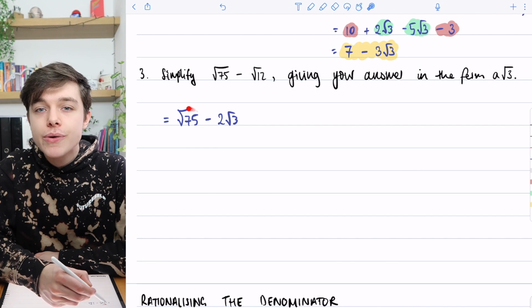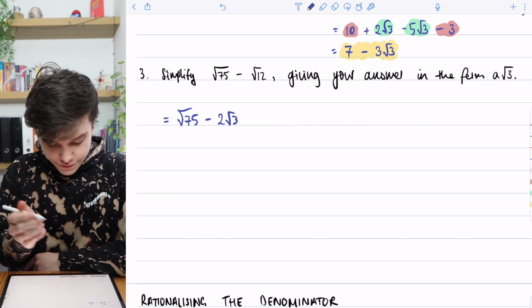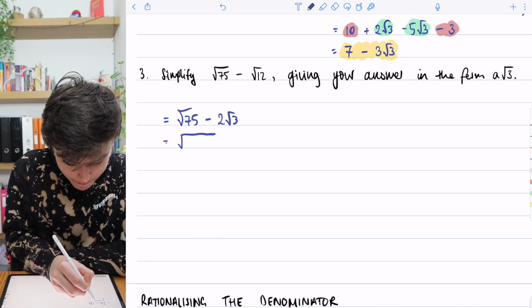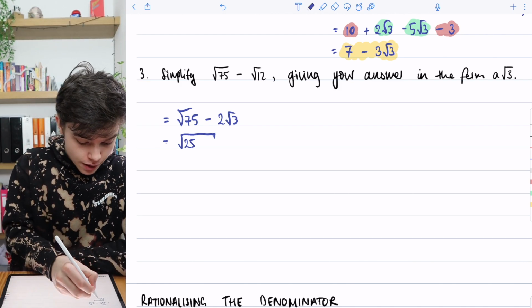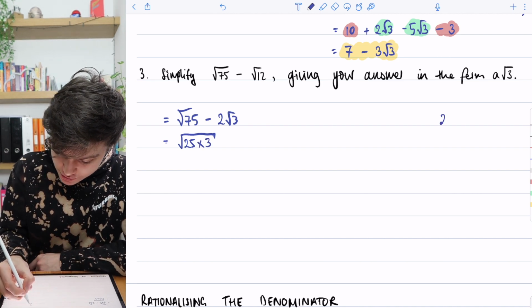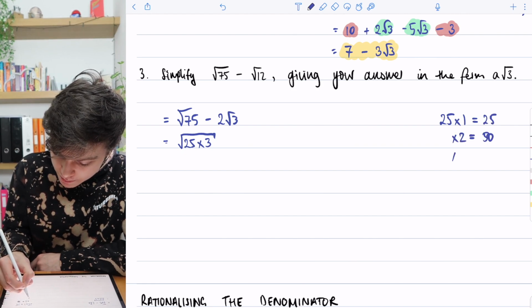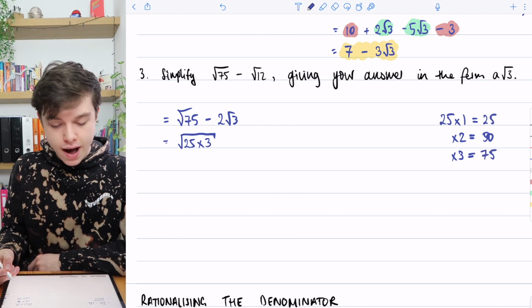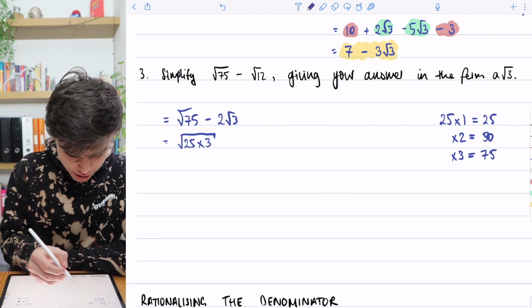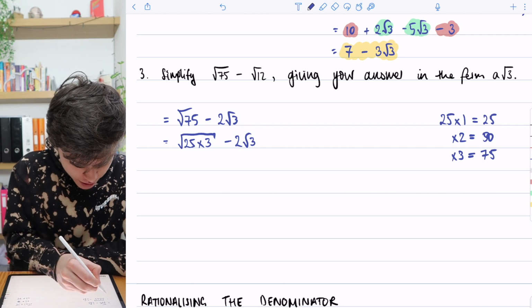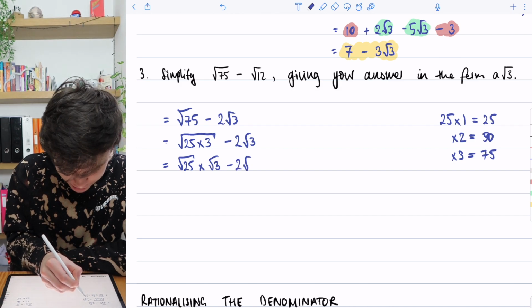And the biggest square number that goes into 75 is 25. 5 times 5 is 25, so 25 is a square number. And I can put 25 under the square root, and then I need it to be 75, so I need to multiply it by 3. Because 25 times 1, well, that's 25. Multiply it by 2 is 50, and then multiply it by 3 is 75. And that's the biggest square number. So now what we can do is distribute, and we're going to need that minus 2 root 3. We can distribute the square root of 25 times the square root of 3 minus 2 root 3.